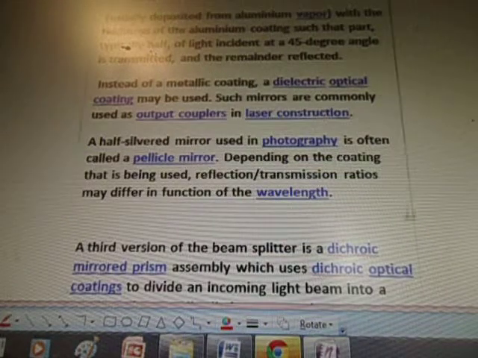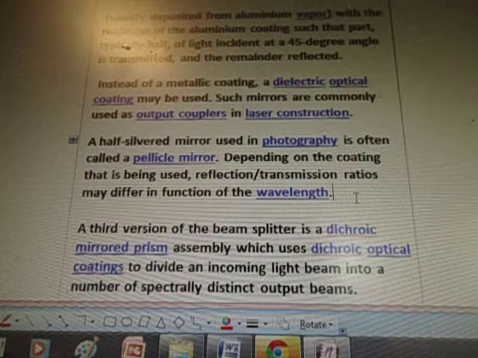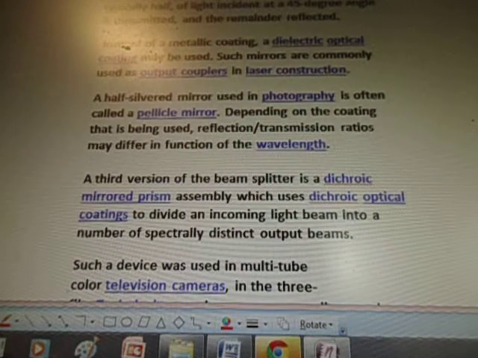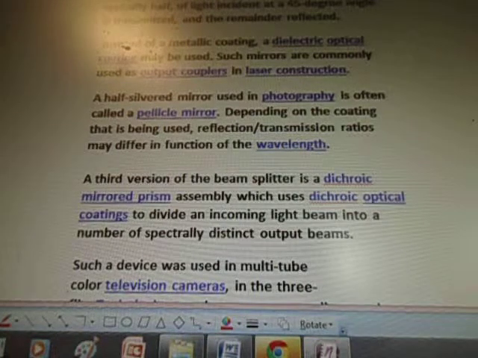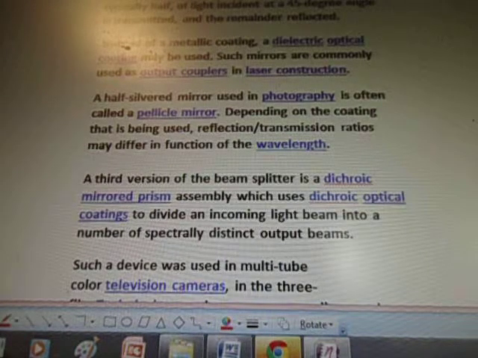A half-silvered mirror used in photography is often called a pellicle mirror. Pellicle mirror? Sorry, I don't know how to say that. Depending on the coating that is being used, reflection-transmission ratios may differ in function of the wavelength.